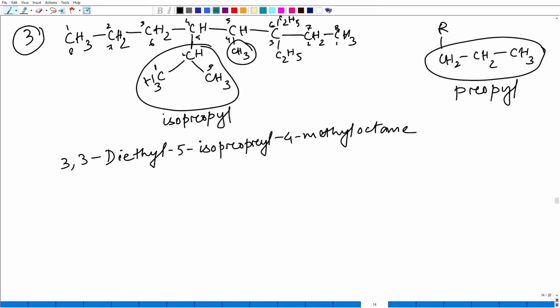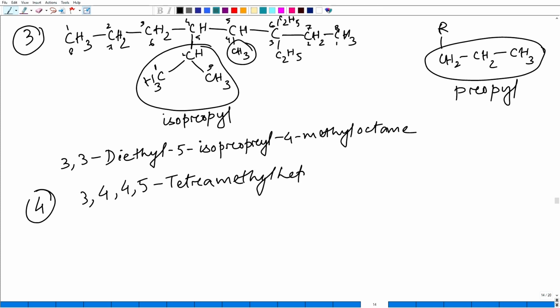Now, we have practiced from structure to nomenclature. Now, we can also practice nomenclature to structure. So, let us say 3,4,4,5-tetramethyl heptane. This is the name. So, how will we write it? First, the parent chain is heptane, so we will have to write 7 carbons: 1, 2, 3, 4, 5, 6, 7.